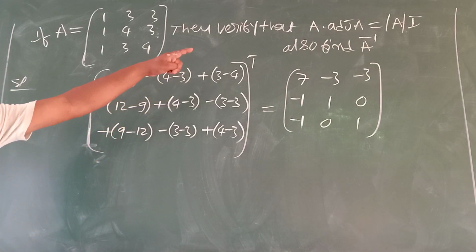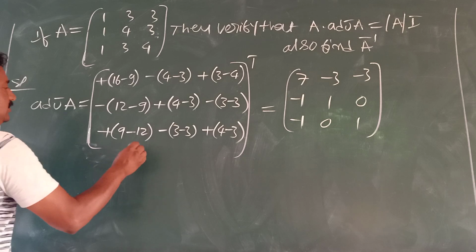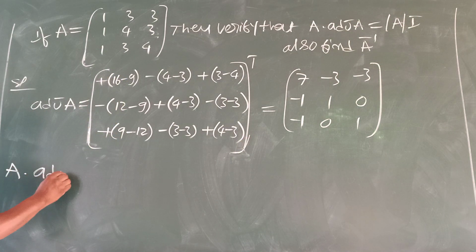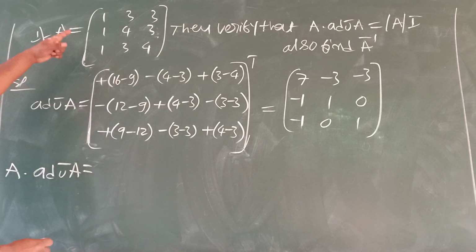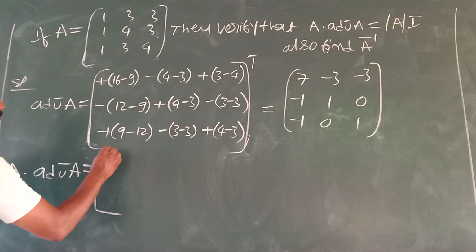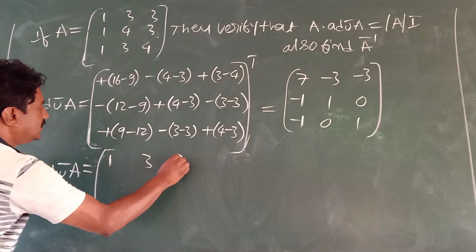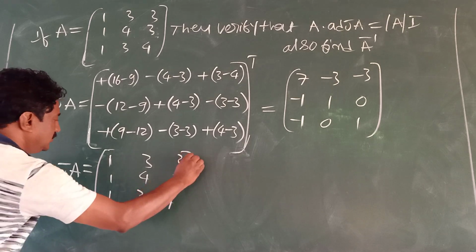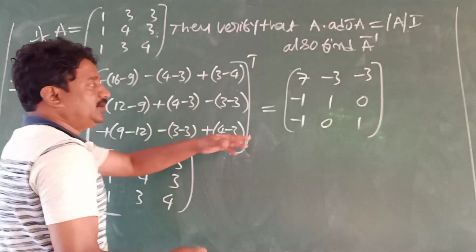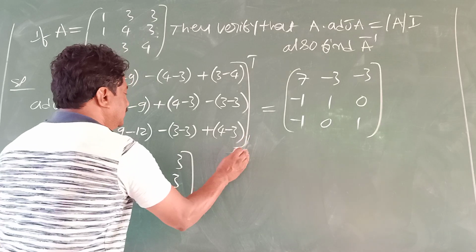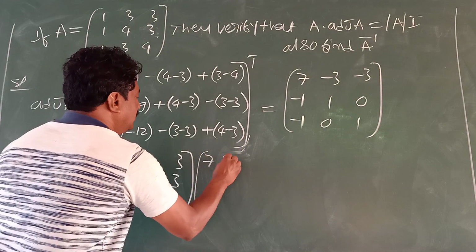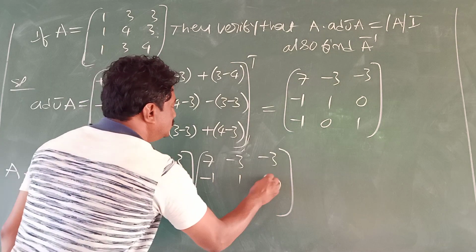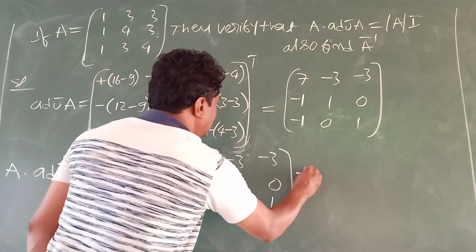Now let us find out A into adjoint A. So tell me how much is A? Matrix A is [1 3 3; 1 4 3; 1 3 4] into adjoint A. We have adjoint A here: [7 minus 3 minus 3; minus 1 1 0; minus 1 0 1].